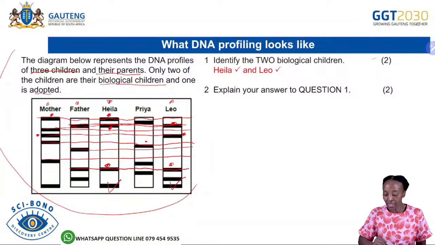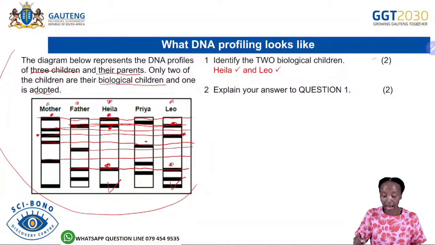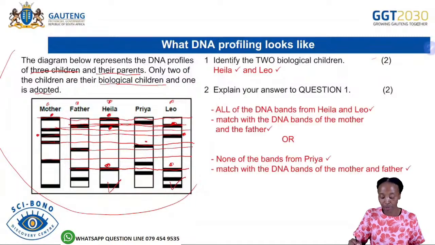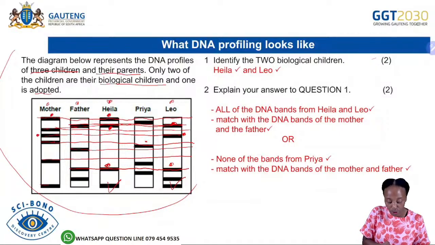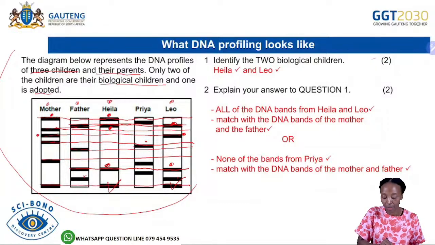So let's see. The first answer: identify the 2 biological children, and those children are Hela and Leo. And the answer, explain your answer. It says all of the DNA bands from Hela and Leo match with the DNA bands of the mother and the father. The last one that we did not do also matches. It is found here, and this one of the father is also found here. So all the bands that they have match the bands that are found on the mother and on the father. Or you could have said none of the bands on Priya match the ones that are found in the mother's profile or the father's profile.